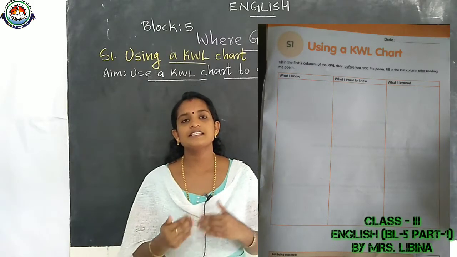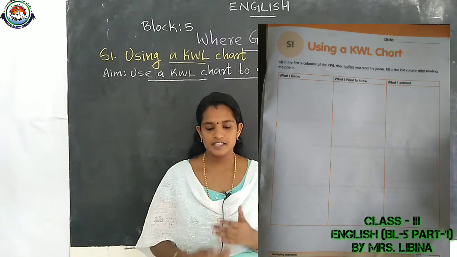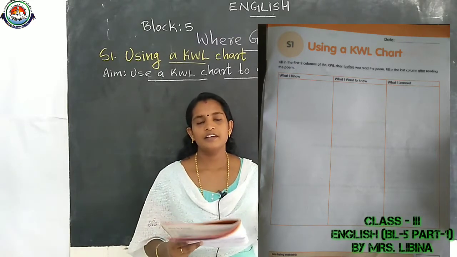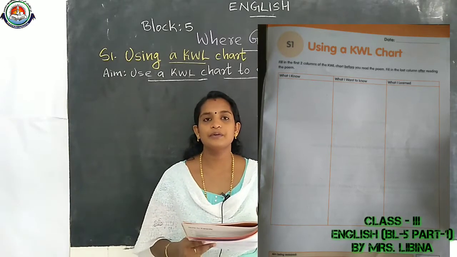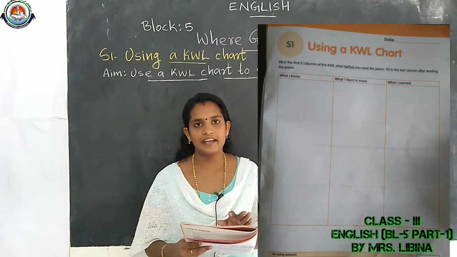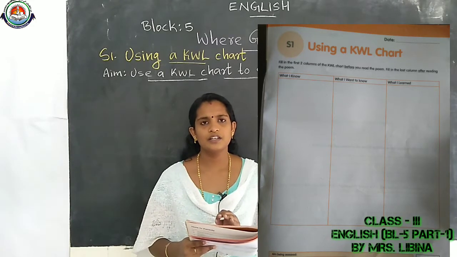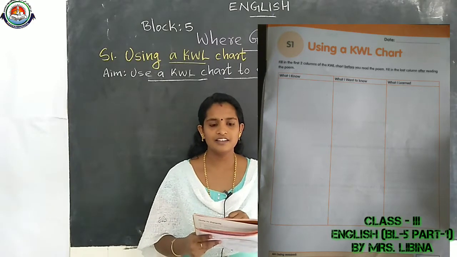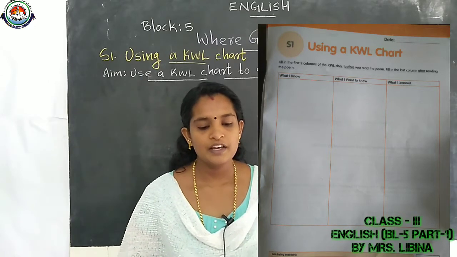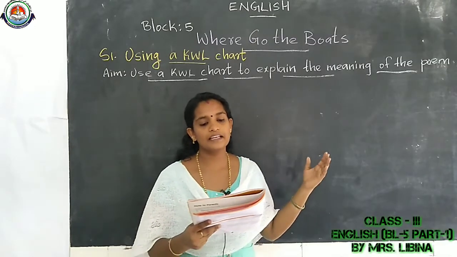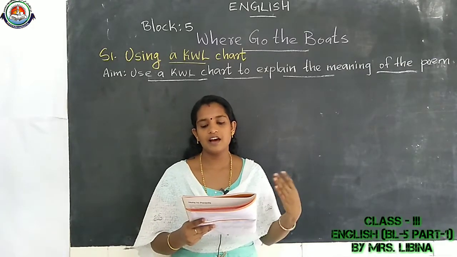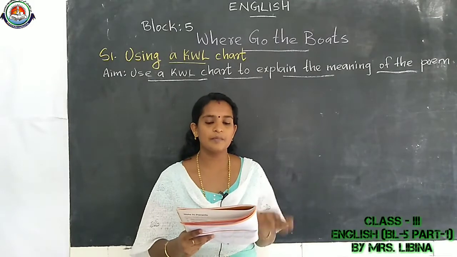What do you think this chart is about? Now, you could see only 3 columns, okay? Using a KWL chart, what do you think the letter K stands for? W and L, do you know? Yes, very good. It is given in this table, okay. Fill in the first 2 columns of the KWL chart before you read the poem. Fill in the last column after reading the poem.